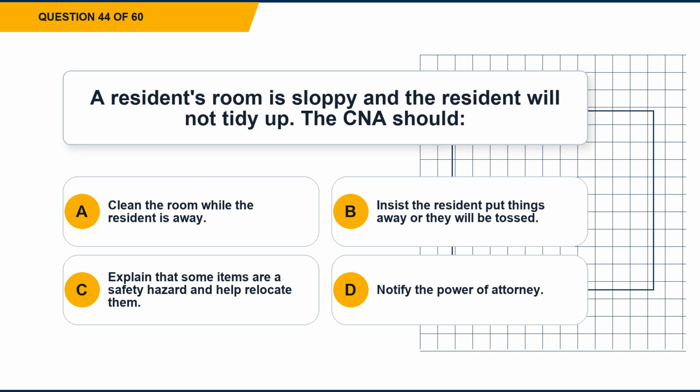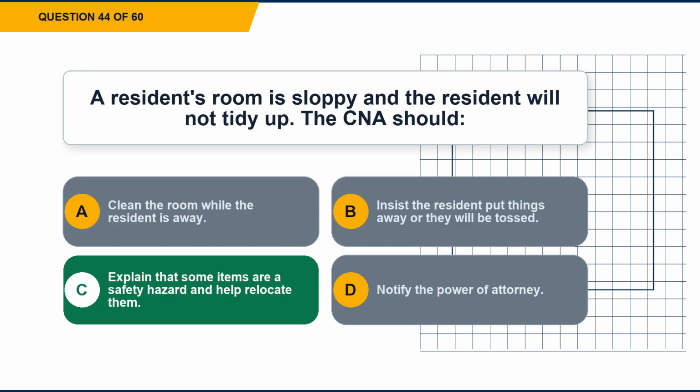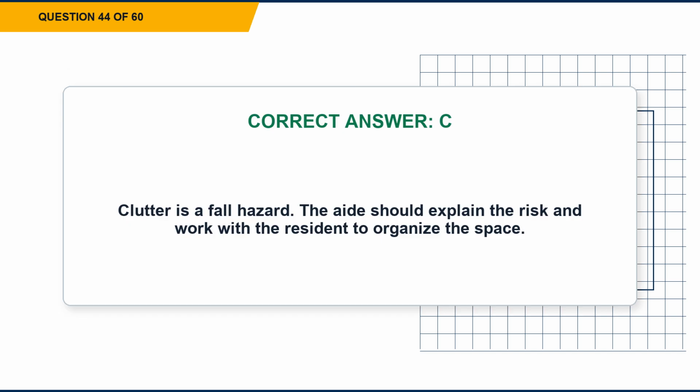Question 44. A resident's room is sloppy and the resident will not tidy up. The CNA should. Option A, clean the room while the resident is away. Option B, insist the resident put things away or they will be tossed. Option C, explain that some items are a safety hazard and help relocate them. Option D, notify the power of attorney. The correct answer is option C, explain that some items are a safety hazard and help relocate them. Explanation. Clutter is a fall hazard. The aide should explain the risk and work with the resident to organize the space.